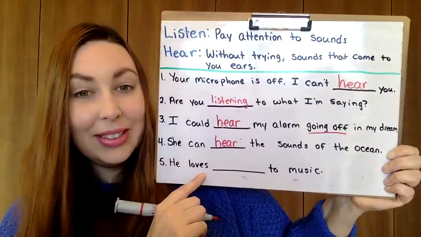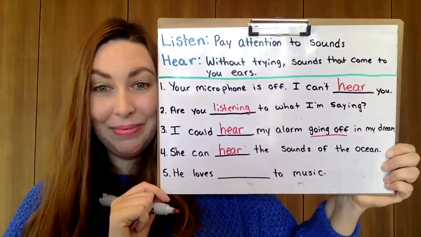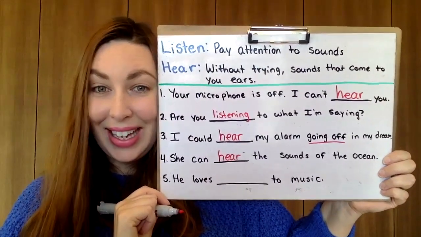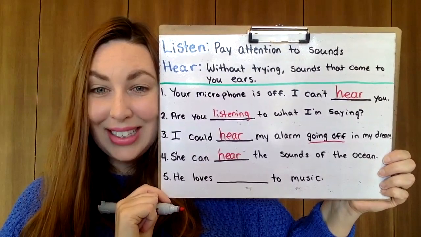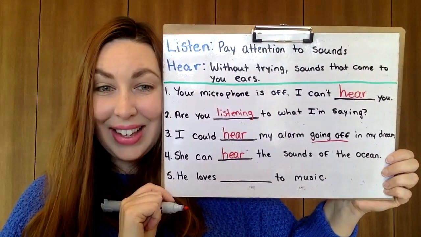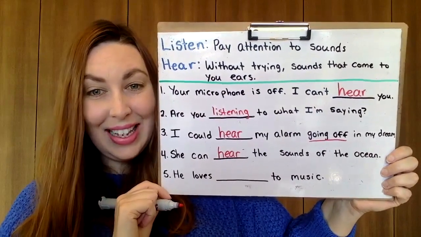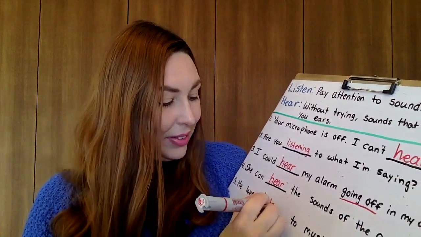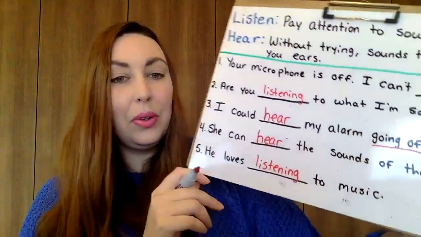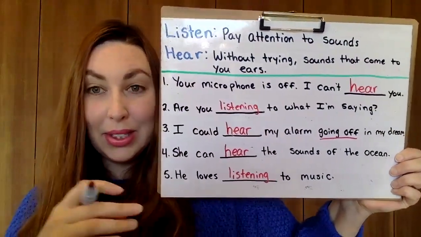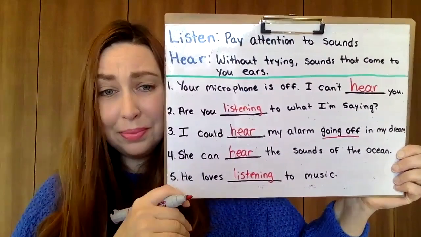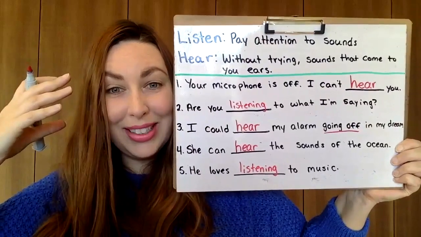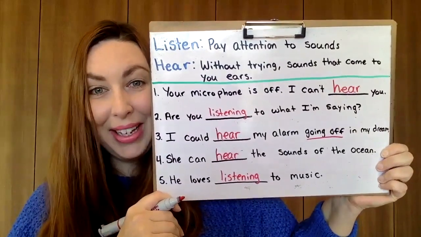He loves to music. Okay, which one do you think is correct? Okay, I'll give you one more second. He loves, the correct answer would be listening. He loves listening to music. So when you listen to music, usually it's intentional, right? You're listening to the melody, you're listening to the words, you listen to music, okay?